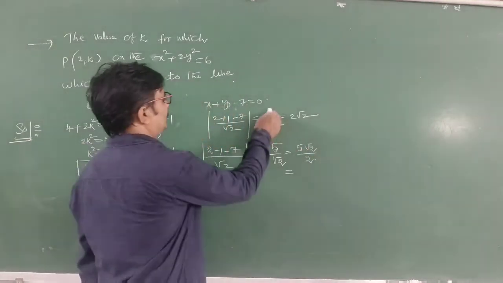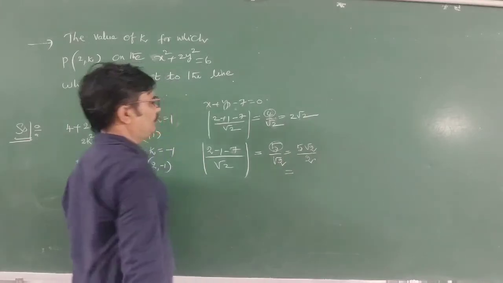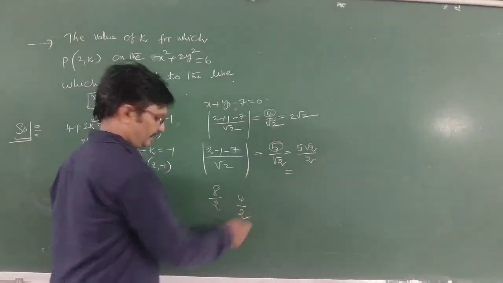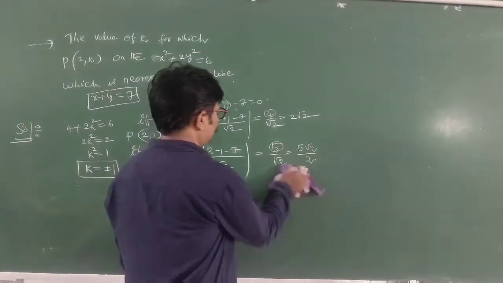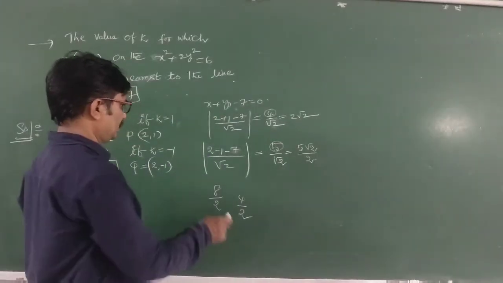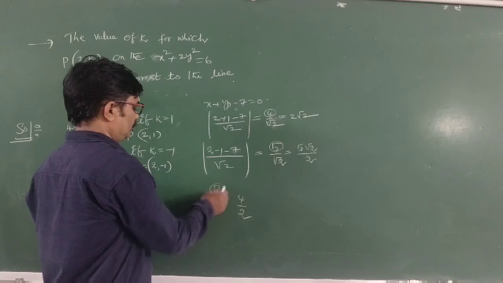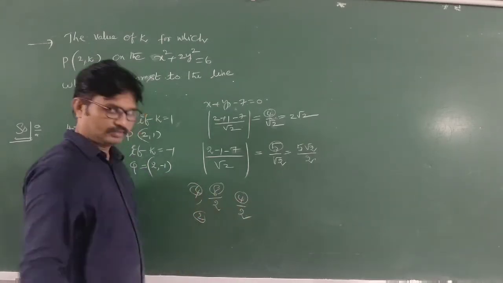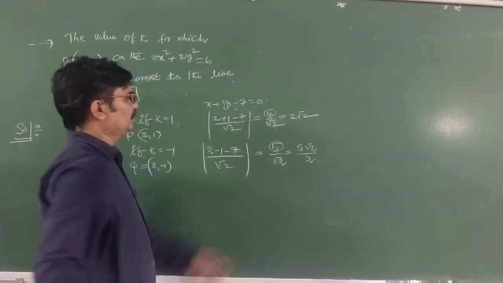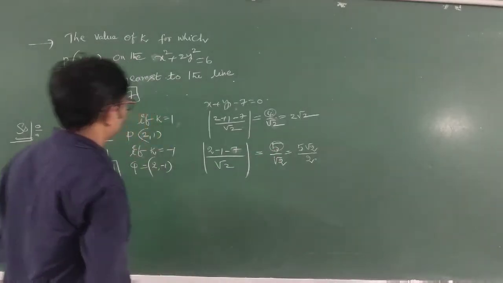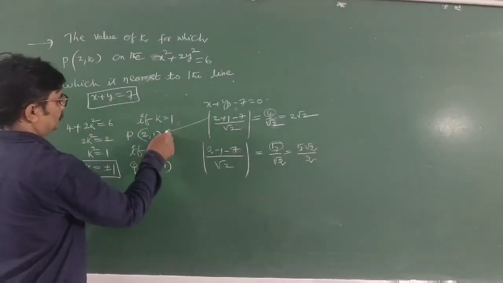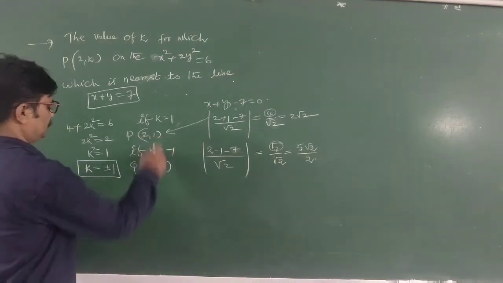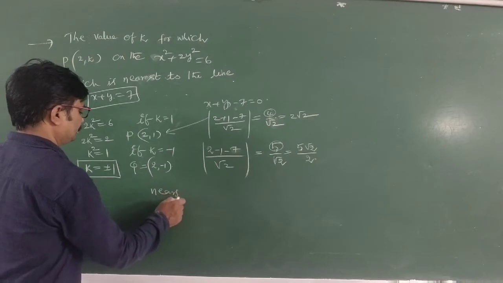My dear students, when you observe here, this is 4, this is 5. Suppose 8 by 2 and 4 by 2 are there. Which one is the big one? When the denominators are equal, the numerator is the big value. This is 4, this is 2. Undoubtedly, 4 is the big value. Here also, 5 by root 2 is the big value. So the nearer point is (2, 1).